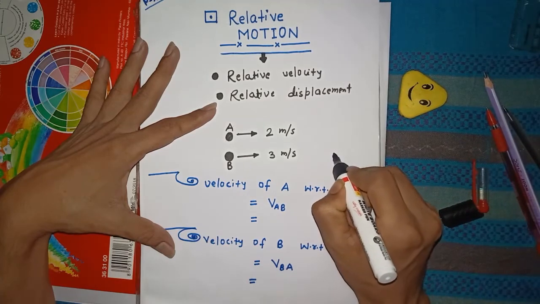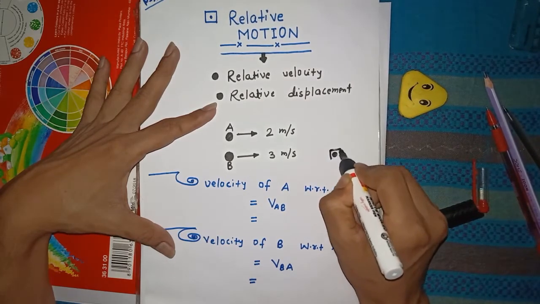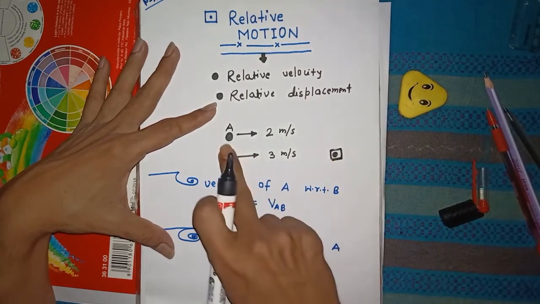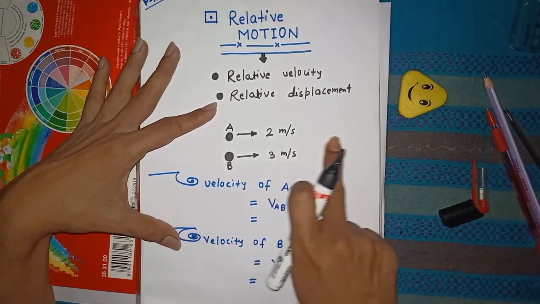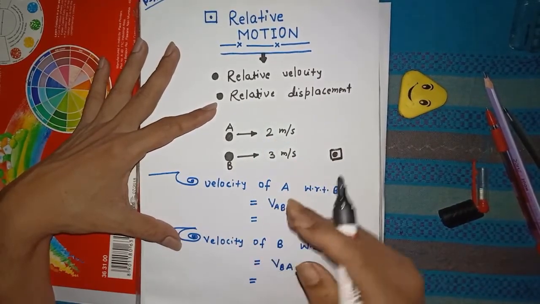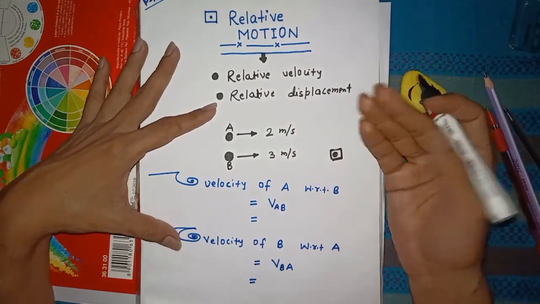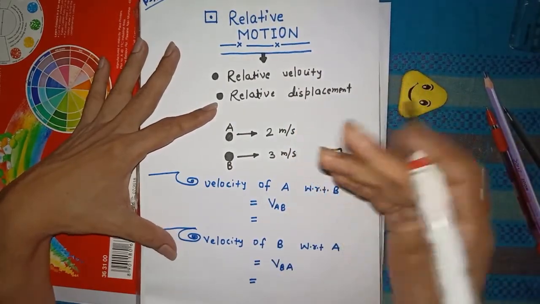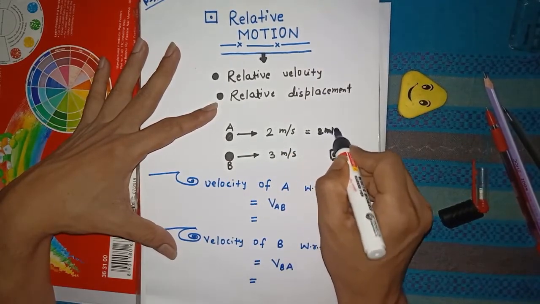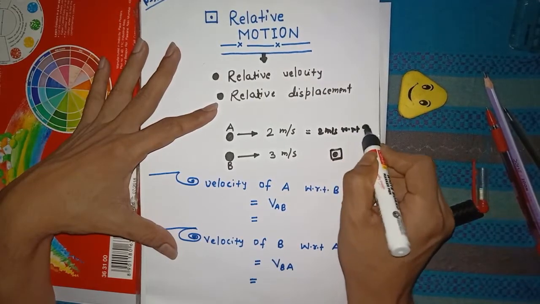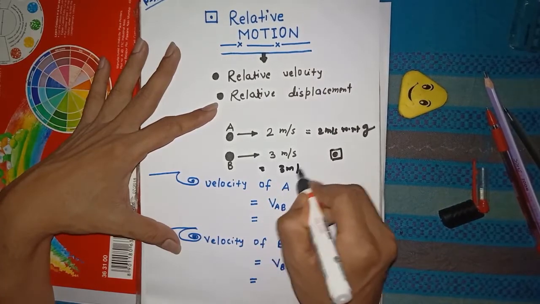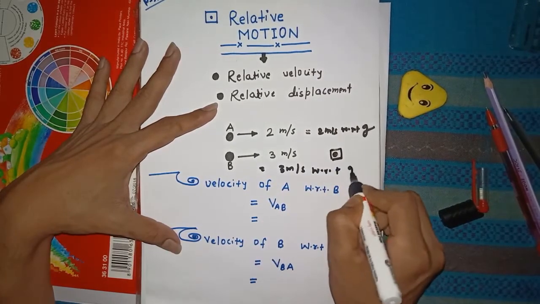If a man is standing there, or another friend is standing here, he always perceives that boy A is moving towards him by 2 meters per second and B is moving with 3 meters per second. If I say that your speed is 2 meters per second, we generally take the reference frame as the ground. So this is actually 2 meters per second with respect to the ground, and this is nothing but 3 meters per second with respect to the ground.